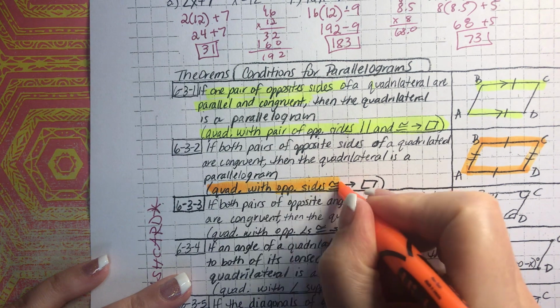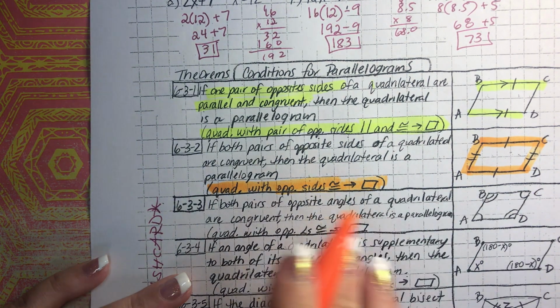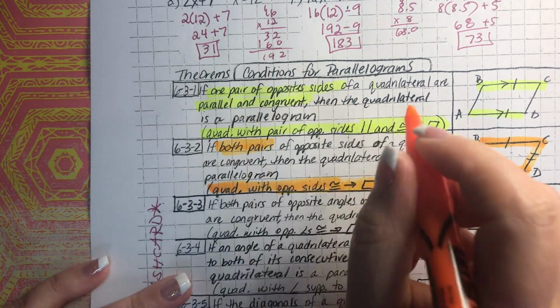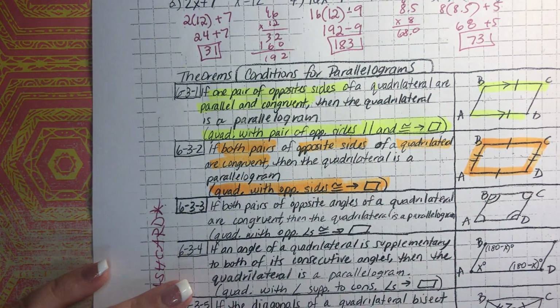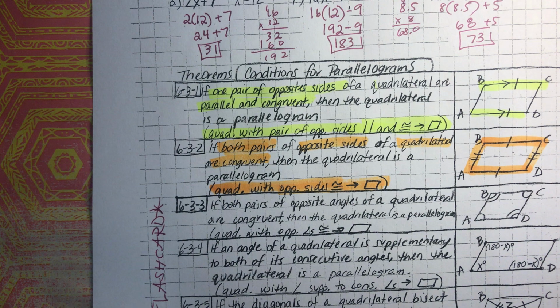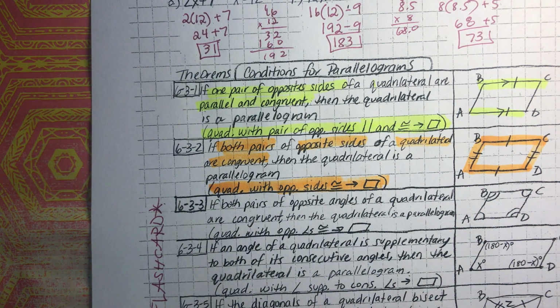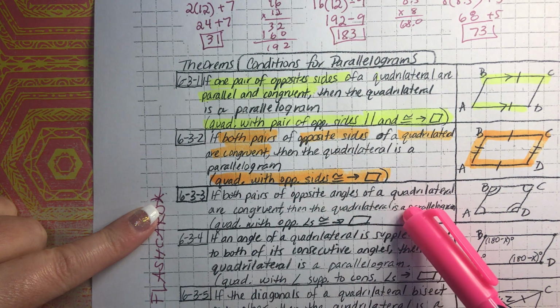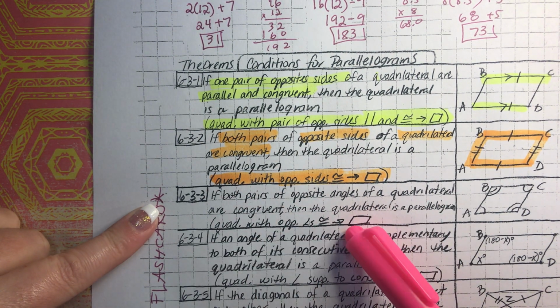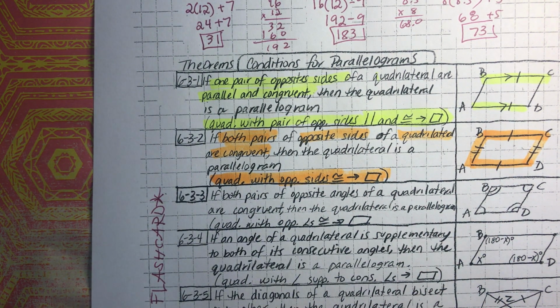Quadrilateral with opposite sides congruent, then it's a parallelogram. So if both pairs of opposite sides of a quadrilateral are congruent, then you have a parallelogram, okay? This one also is very, very similar to the one in last section. It says, if both pairs of opposite angles of a quadrilateral are congruent, then the quadrilateral is a parallelogram.